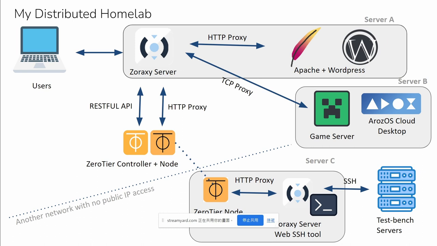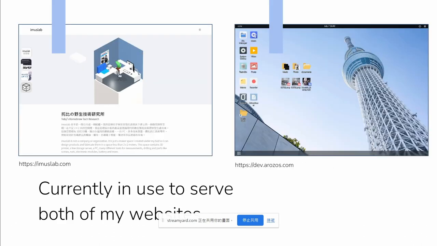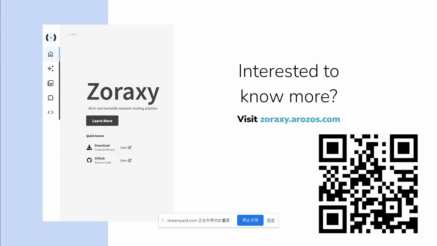After I developed Zoraxy and deployed it on all my servers and the entry node, it becomes something like this. I could pretty much use a single application, a single binary file, to deploy on all my servers to handle all my routing with a single program. Currently, Zoraxy is used to proxy my homepage at imslab.com, as well as my test bench on the right. If you want to experience the responsiveness of this proxy, you can take a look at my website and homepage. And this is pretty much it for today.